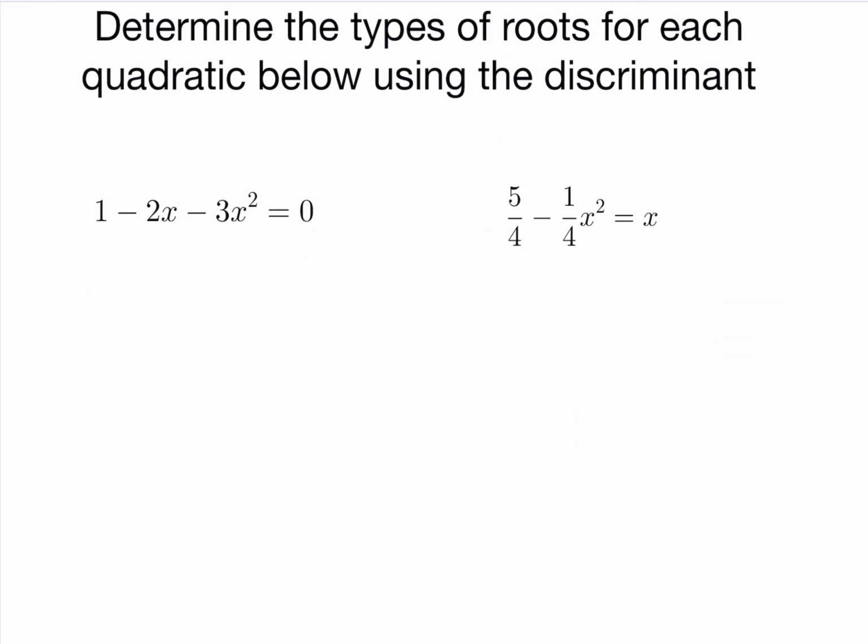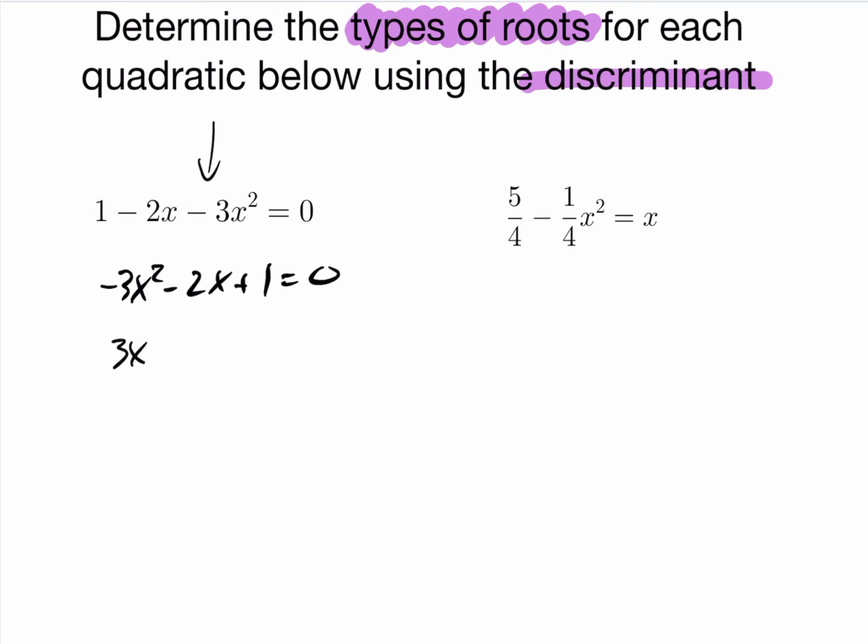Now we want to go ahead and determine the types of roots that we have using our discriminant here. So we've been using the discriminant quite a lot. We want to first realize that to use the discriminant, you must be in standard form, and there's no need to have a negative sign with your a value. I'm going to multiply across by -1, giving me 3x squared plus 2x minus 1 equals 0.